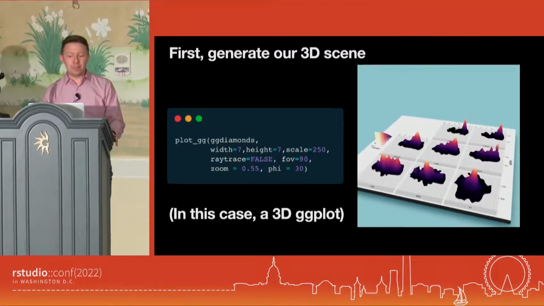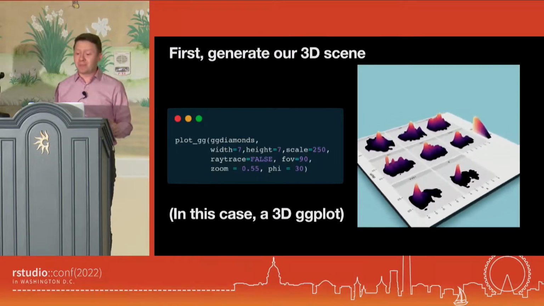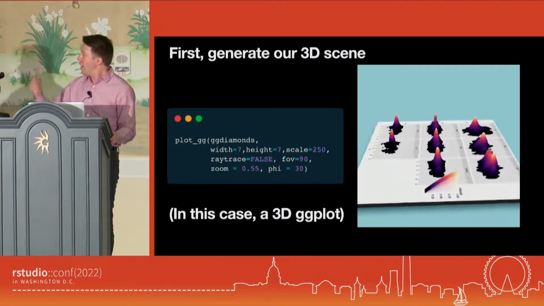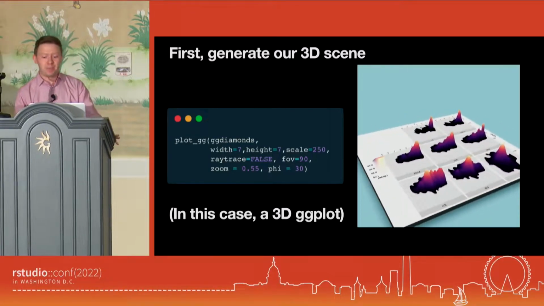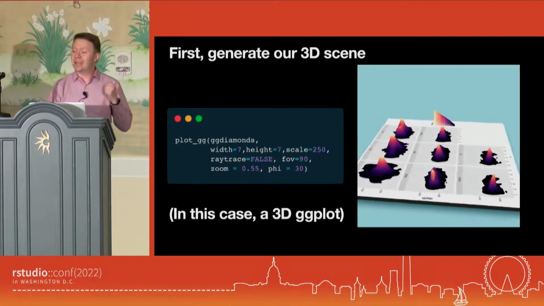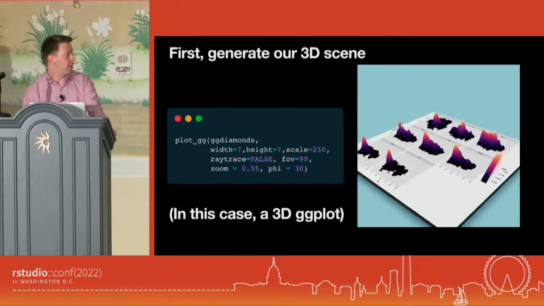This is a density plot of the diamonds data set in R with the fill aesthetic mapped to 3D. This is one function call passing the ggplot object, and voila, a fully formed 3D data viz. You might note that I've turned off RayShader's ray tracing because we're going to get a much higher quality version of ray tracing when we render the scene with RayRender.